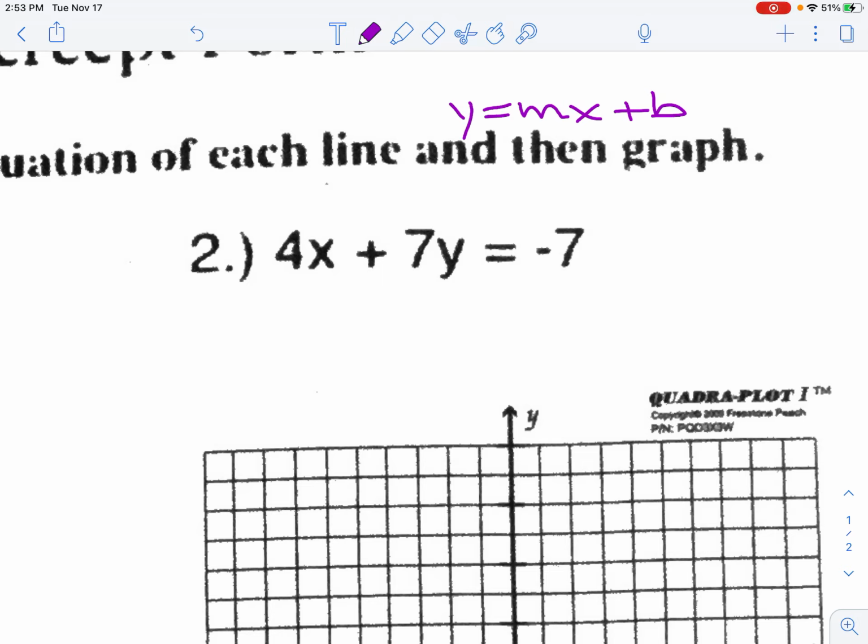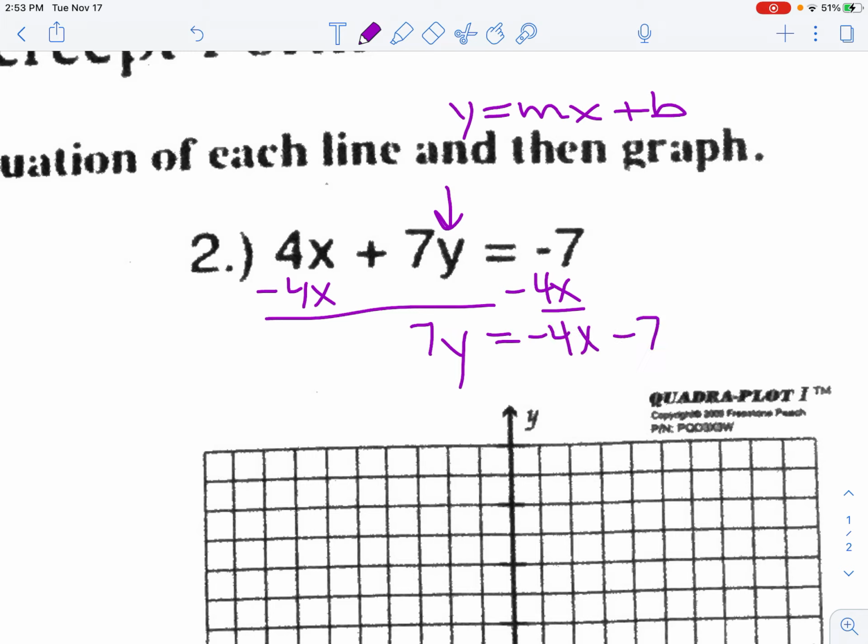So as we learned in the last video, the first thing you want to do is try and isolate y, which is to move the x term to the other side. The way you actually do that is by adding or subtracting it away from the left side. So this is a positive 4x, which means I'm going to subtract 4x. I'm going to do that on the left and on the right. So now we're looking at 7y equals negative 4x minus 7.